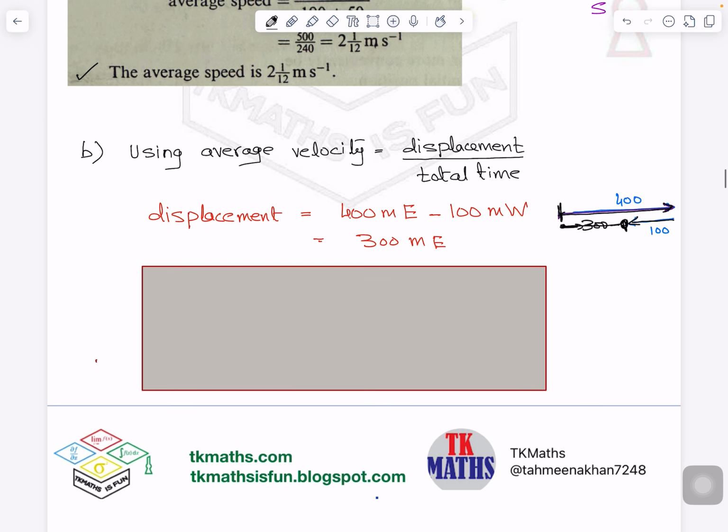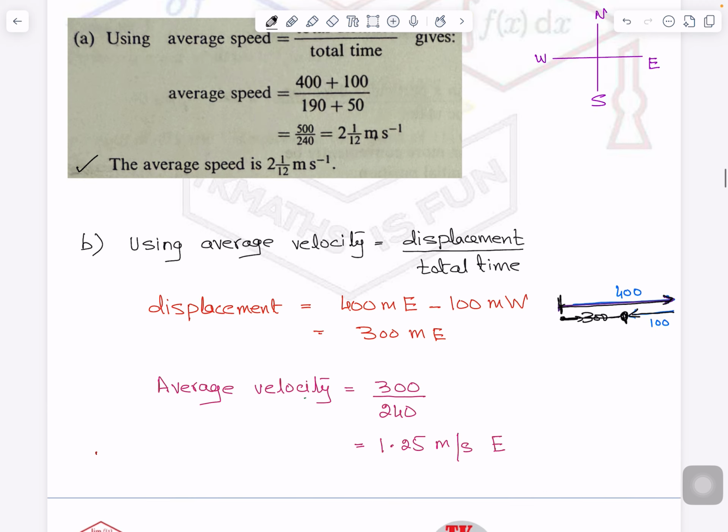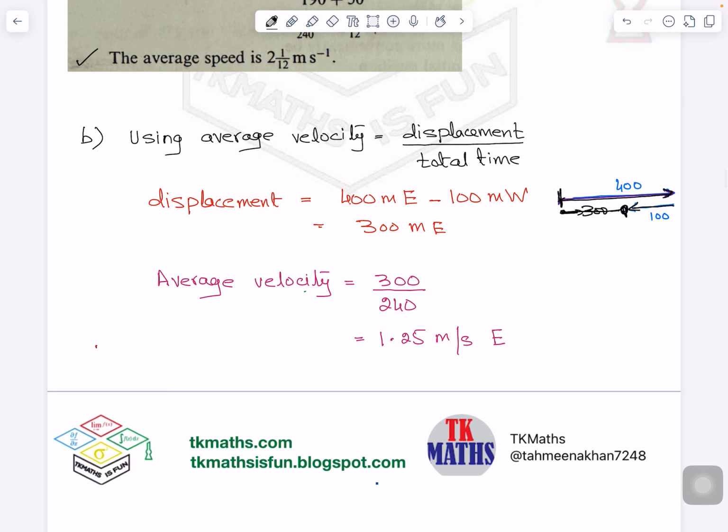So to calculate average velocity, you will do 300 divided by 240 and your answer is 1.25, because the total time was 240, right?